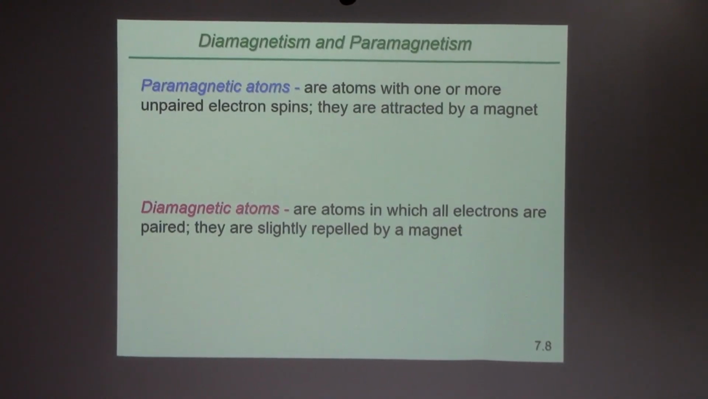Now let's take a look at the difference between paramagnetic atoms and diamagnetic atoms. Paramagnetic atoms are atoms with one or more unpaired electron spins. So they have at least one unpaired electron, and they are attracted by a magnet. Diamagnetic atoms are atoms in which all electrons are paired. They are slightly repelled by a magnet. So here's an example of a paramagnetic atom's unpaired electrons. And then here's another one for a diamagnetic atom. All the electrons are paired.